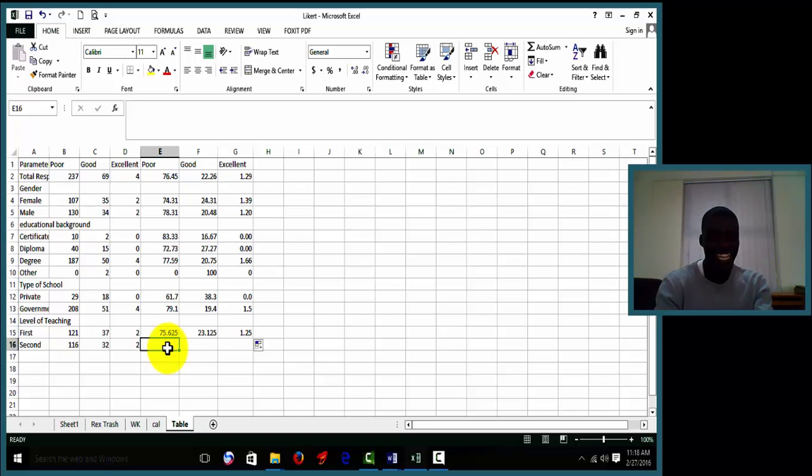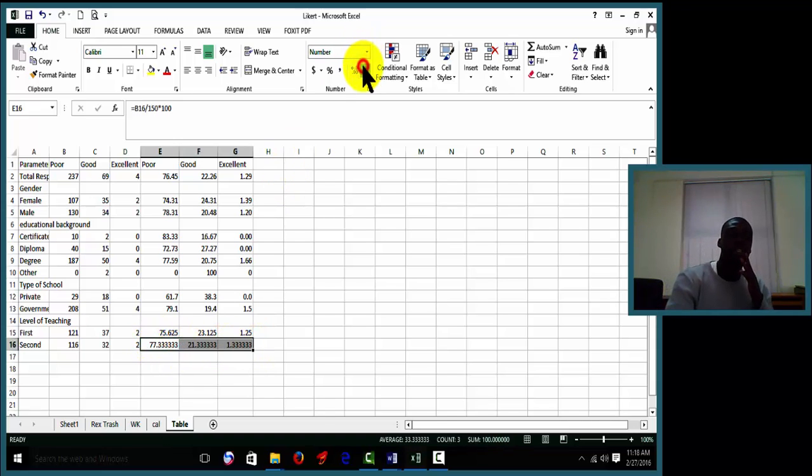You are saying it's equal to drag. Okay, the next one is also what? 150. Yes, so it's going to be this over 150 multiplied by 100. And then what we do is that we just pull this. Yeah, so we can do that.